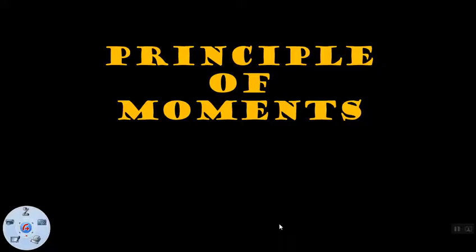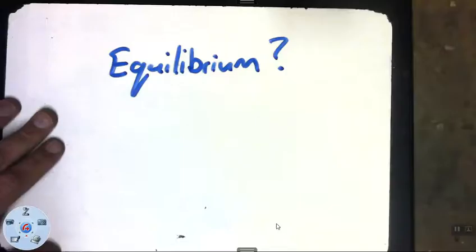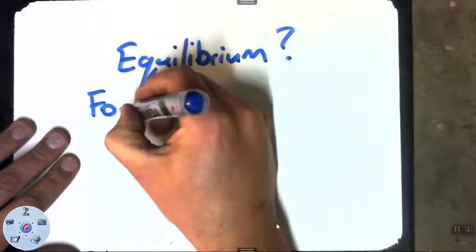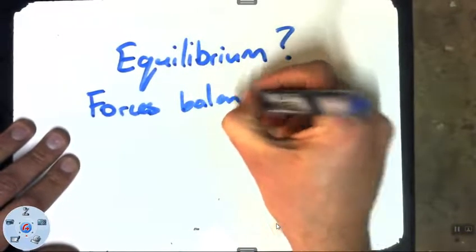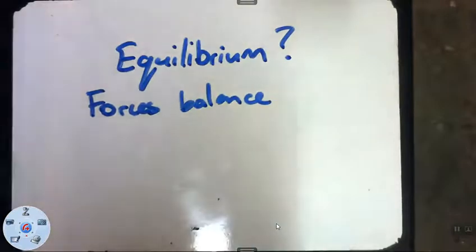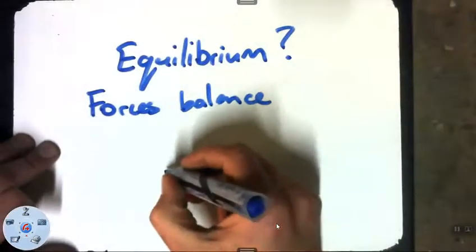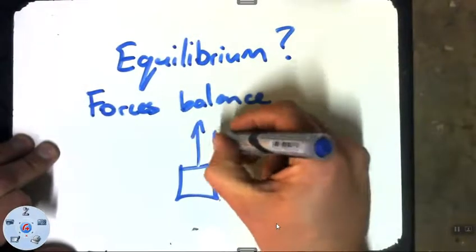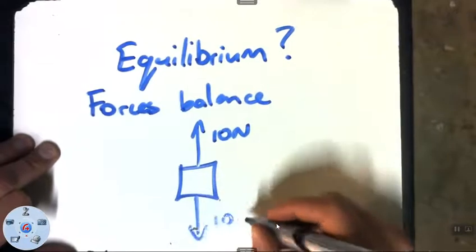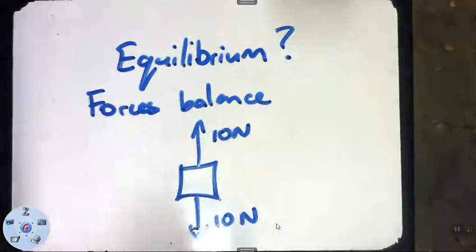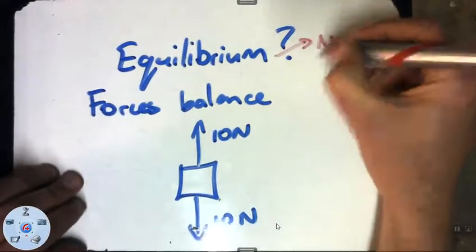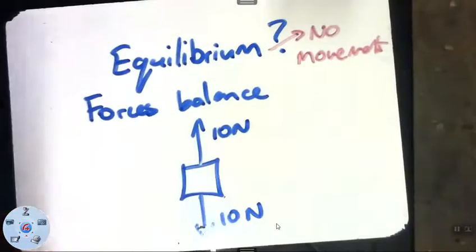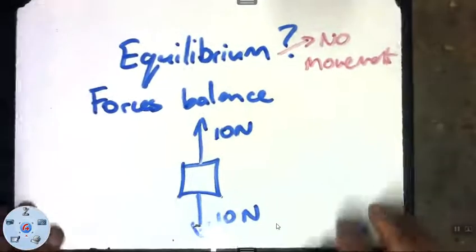So now we're going to move on to the principle of moments. We've discussed equilibrium before, and we said that is when forces balance. Let's say I have an object and I push upwards with 10 Newton and downwards with 10 Newton. What is the result of equilibrium? It means there is no movement. So it's not going to go up or it's not going to go down. We all agree that that is in equilibrium.